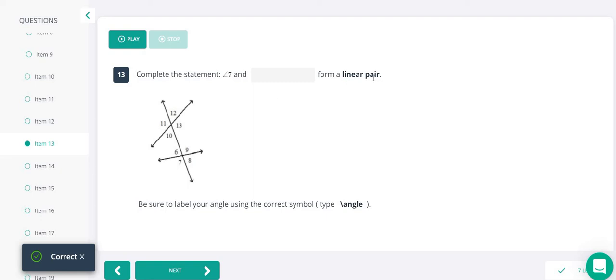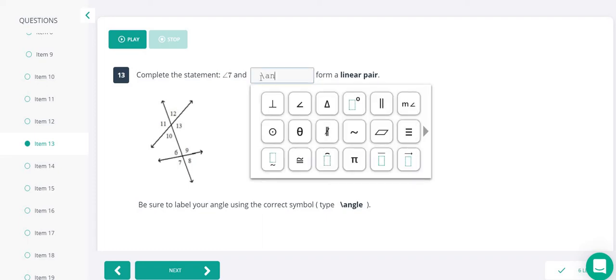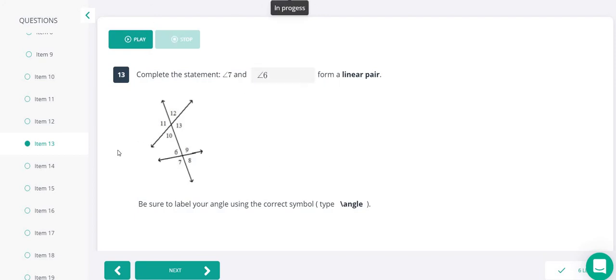All right, so which is a linear pair? So a linear pair means that the two angles together make up a line. You could also say that they are supplementary. Supplementary angles make a linear pair, so it kind of means the same thing. So 7 and 6 are a linear pair because 7 and 6 together would make this straight line, which is 180. So this is angle 6.